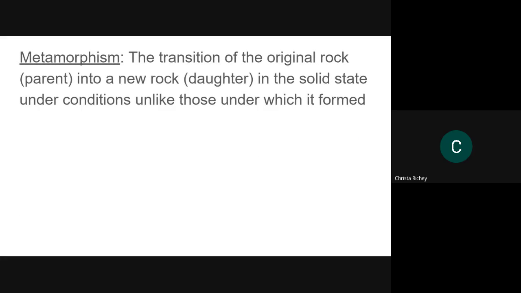So metamorphism, I can say that easily. You have an original rock. Okay, we call that the parent rock, or the protolith, there's a scientific phrase for it, into a new rock, which we call a daughter rock. It's not sexist at all, but there's no son rock, sorry, it's daughter rock. It's like in biology, there's daughter cells, it's the language of it.